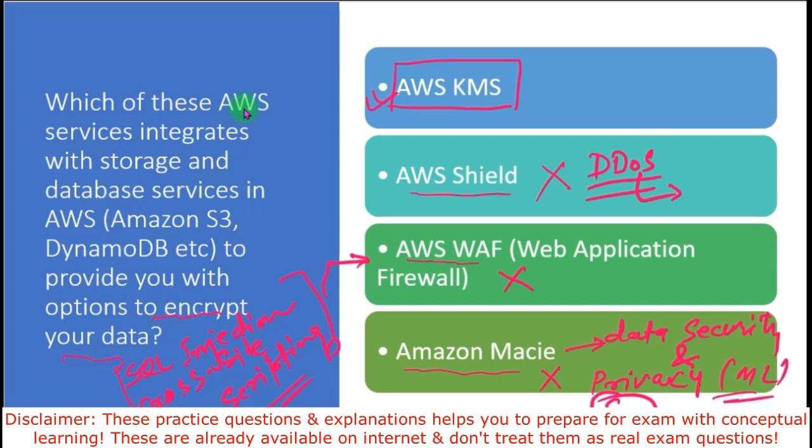So let's understand what exactly this service is. AWS KMS service helps us to generate, store and use our keys in AWS. These keys will be used to encrypt our data. So this service helps us to generate, store and use our keys. Those keys can be private or public, depending on the requirement, and they help us to encrypt our data. So this is the right choice for this question.